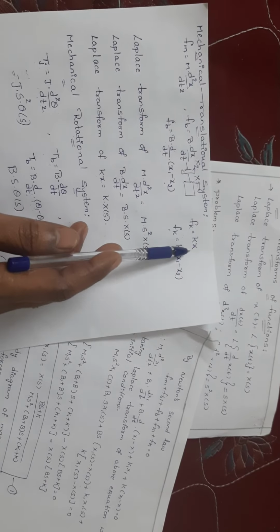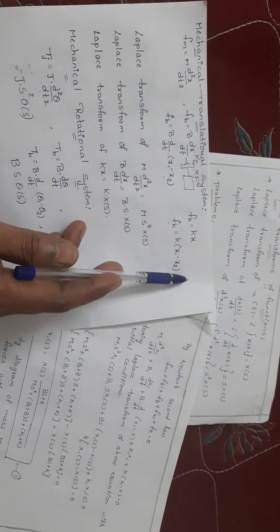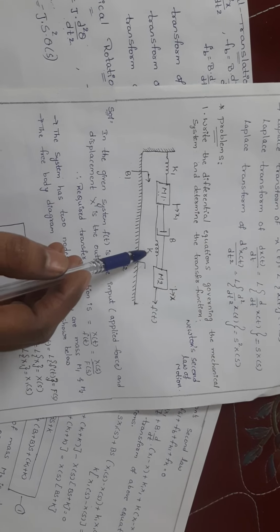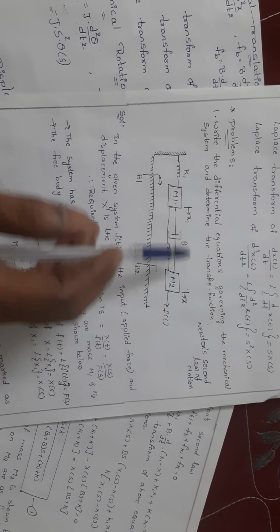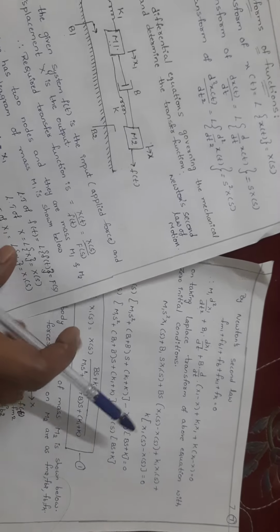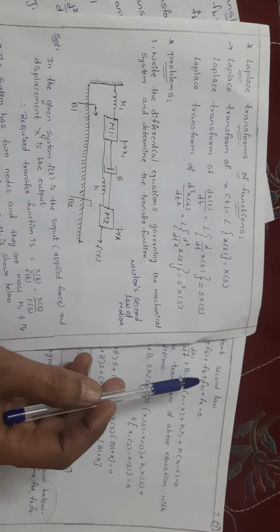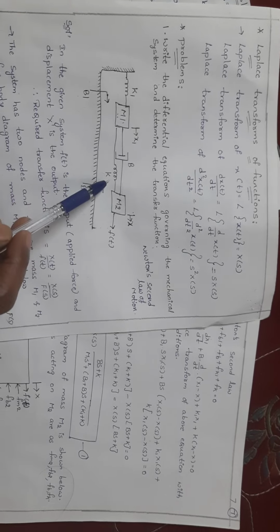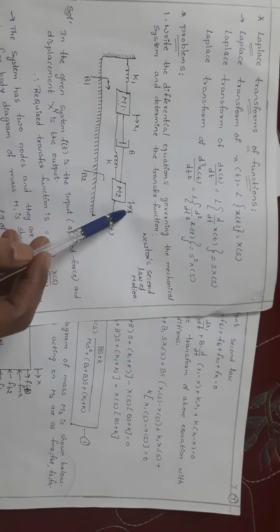The k formula is k into x. If you have two displacements, you should write x1 minus x2. So in our problem, for k we have two displacements, and for k1 we have only one displacement, x1. So check whether you are writing for k1 or k. If you write for k1, you write k1 x1, and for k, you write x1 minus x. Now take the Laplace transform of this equation.